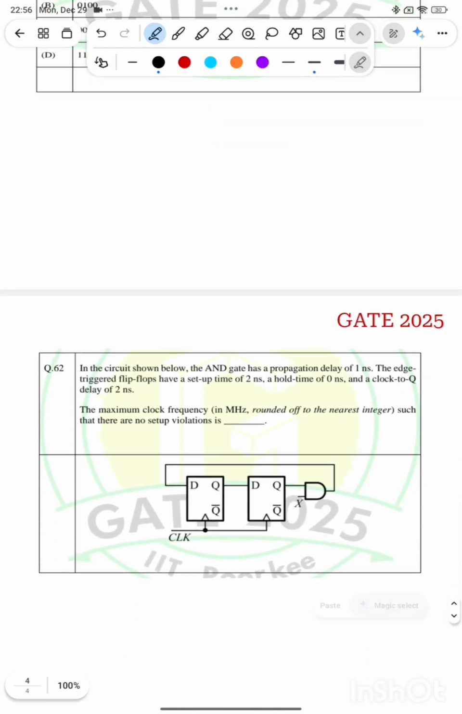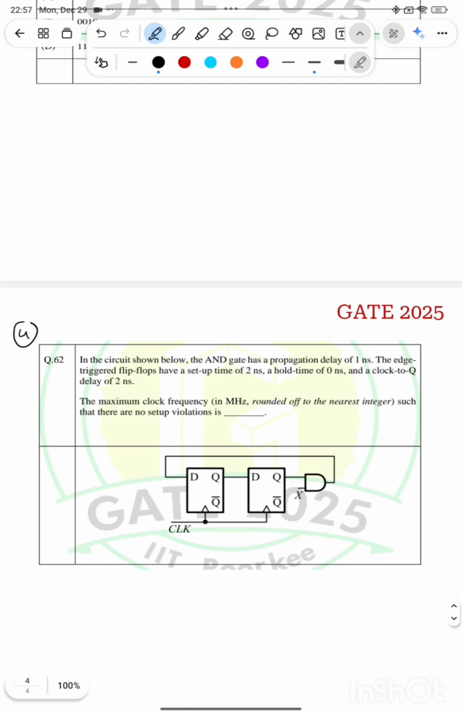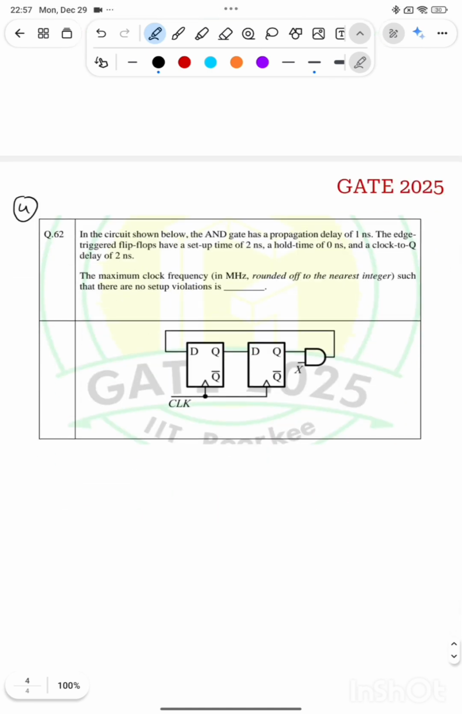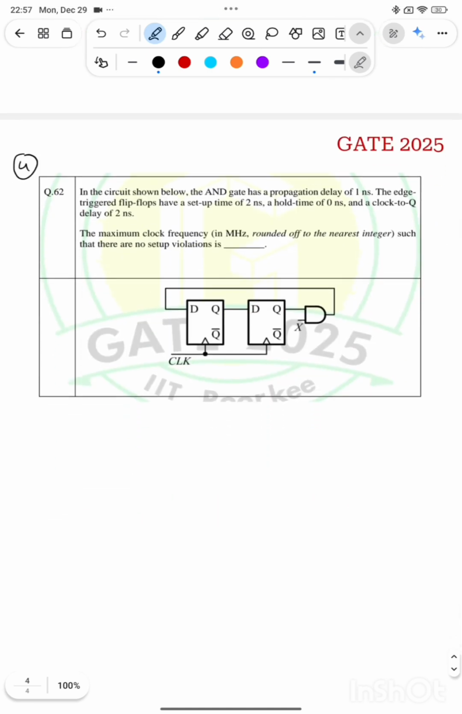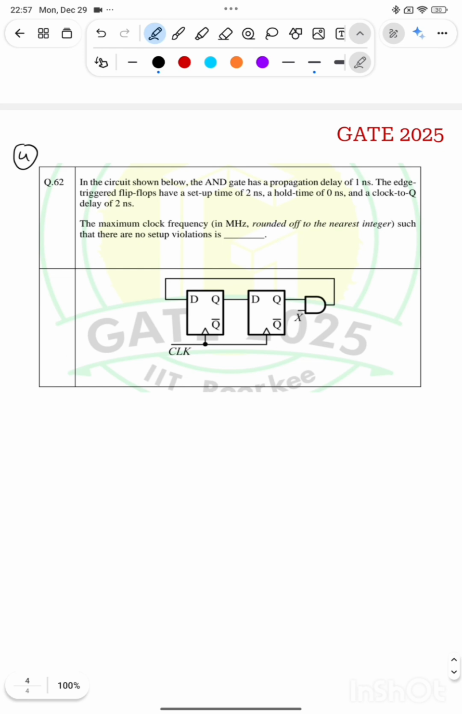Okay, now coming to the last question of today's class. So fourth question, in the circuit shown below the AND gate has a propagation delay of 1 nanosecond. The edge triggered flip-flops have a setup time of 2 nanosecond, a hold time of 0 nanosecond and a clock to Q delay of 2 nanosecond. The maximum clock frequency in megahertz such that there are no setup violation is.